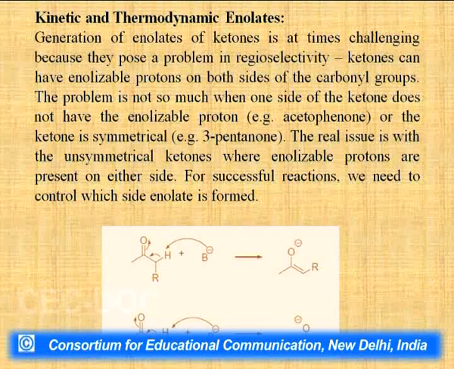Kinetic and thermodynamic enolates. Generation of enolates of ketones is at times challenging because they pose a problem in regioselectivity. Ketones can have enolizable protons on both sides of the carbonyl group. The problem is not so much when one side of the ketone does not have an enolizable proton, for example in the case of acetophenone, or when the ketone is symmetrical. The real issue is with unsymmetrical ketones, where enolizable protons are present on either side. So for a successful reaction we need to control which side the enolate should be formed.